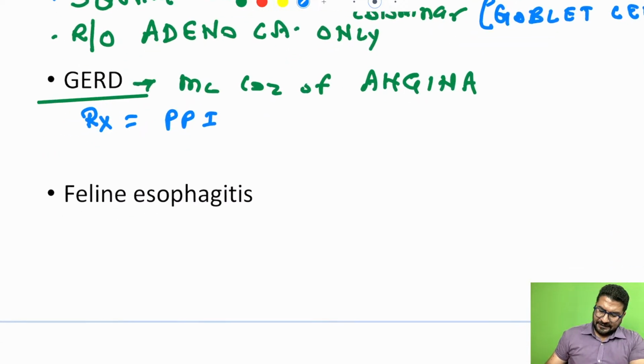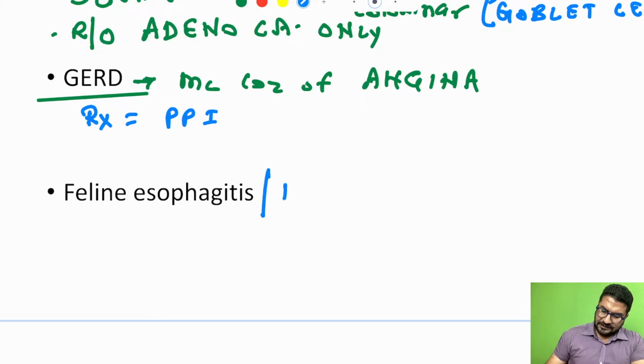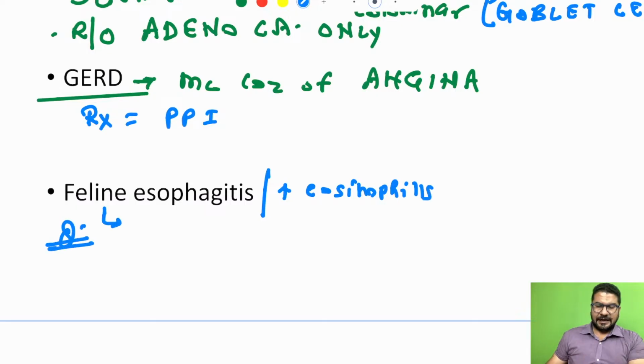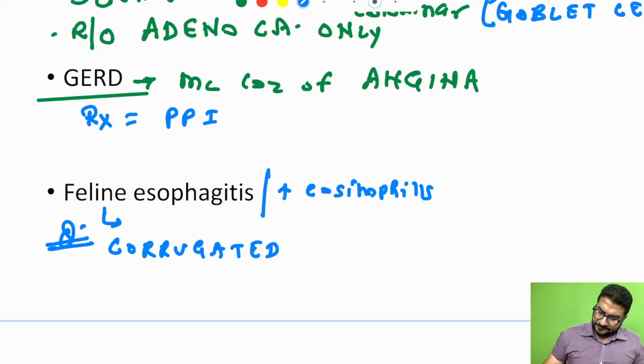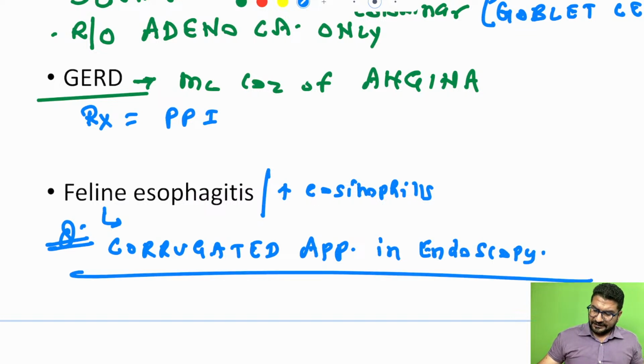Now coming to eosinophilic esophagitis, or we also call this hypereosinophilic, so basically eosinophils are more. They ask questions like endoscopy will have a classical pattern. We call this multiple corrugated folds or corrugated appearance in endoscopy. In endoscopy you will find multiple corrugated appearance.